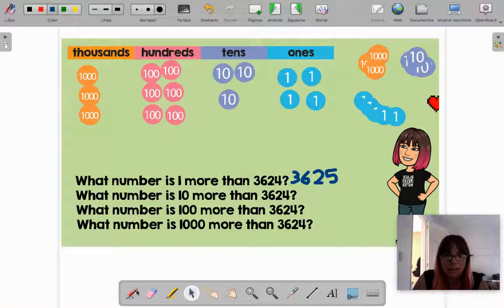So, like before, did we change the hundreds? No. Did we change the thousands? No. Did we change the tens? Yes, because we had two and we added one more. So that's the place that changed. The other numbers stay the same. 3,600, but now I have 3 in the tens. That means 30 and 4, the ones we didn't change it.